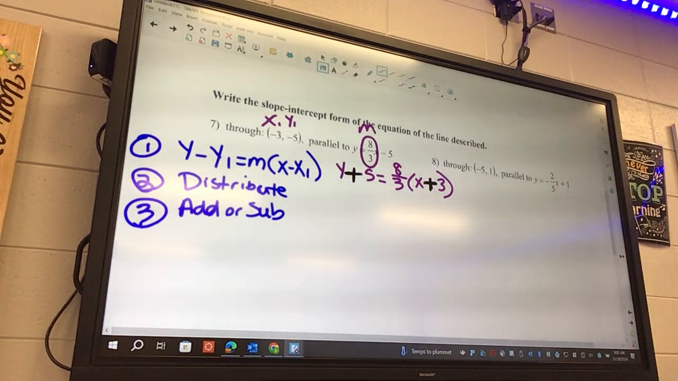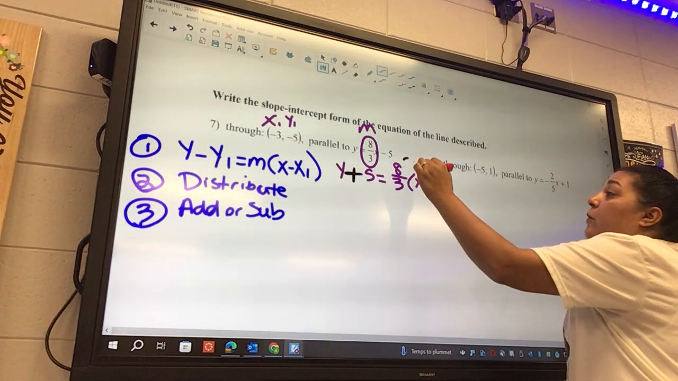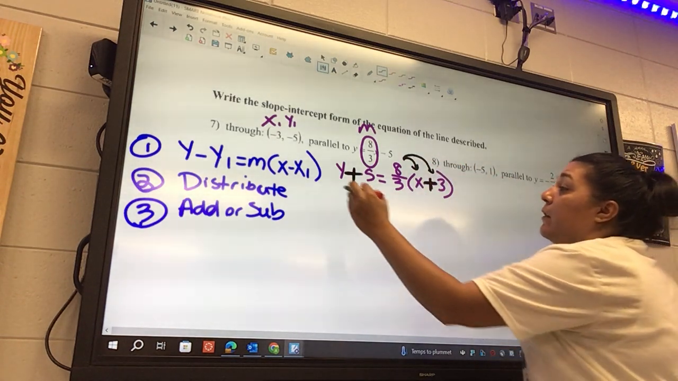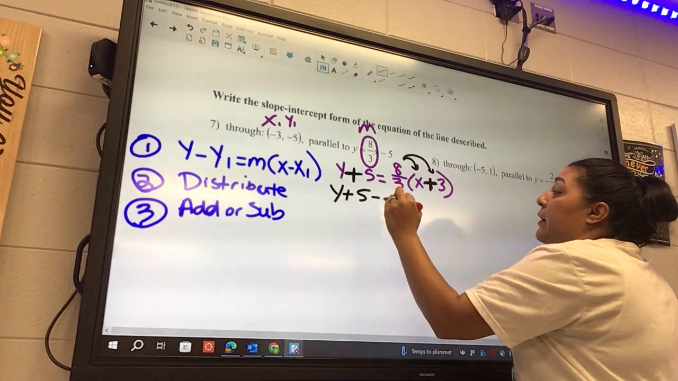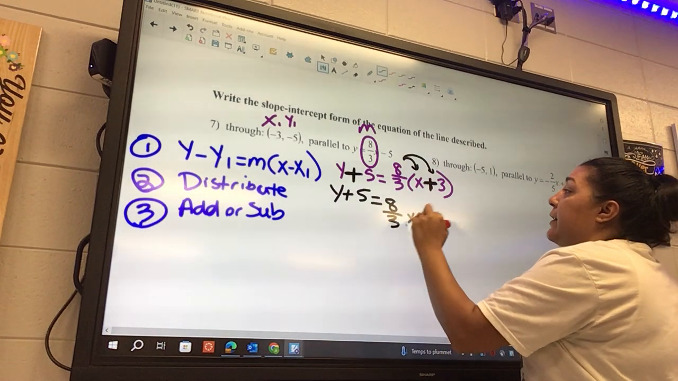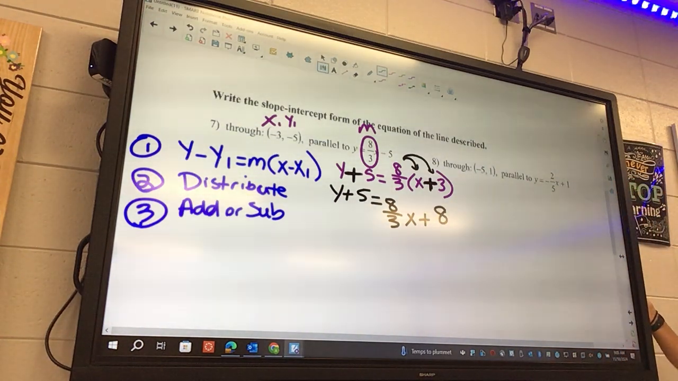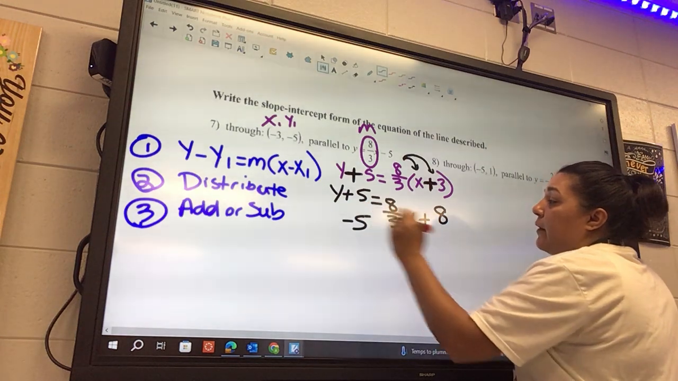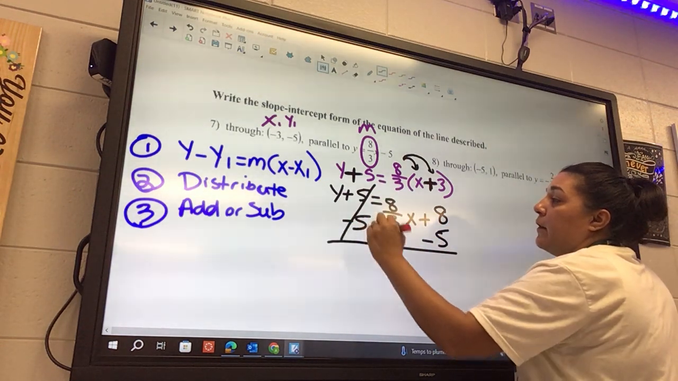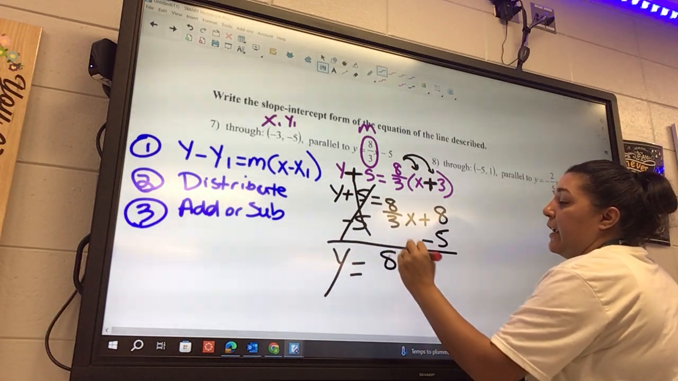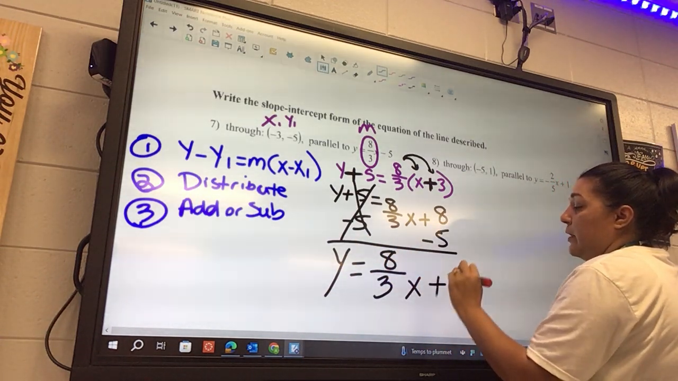Our second step is to do what? Distribute, which means multiply. So it's going to look like y plus 5 equals 8/3 x plus 8. Sorry, mine looks kind of funny. What's our third step? Add or subtract. Are we going to add or subtract? Subtract 5. And so we get y equals 8/3 x plus 3.